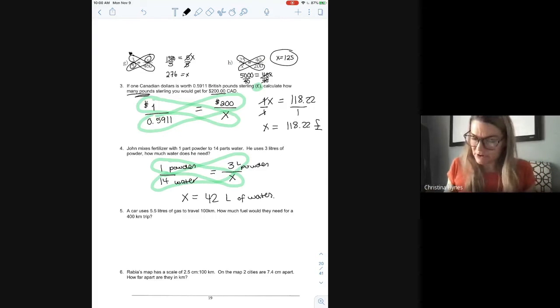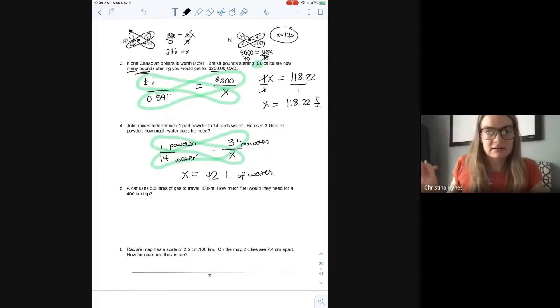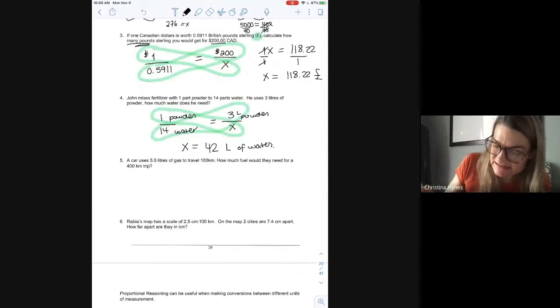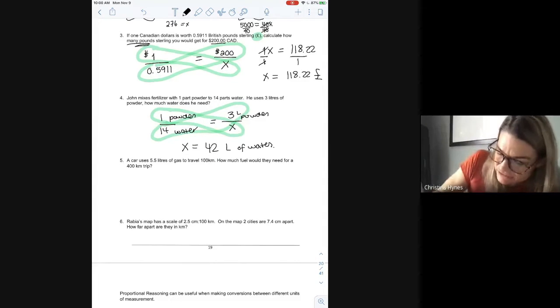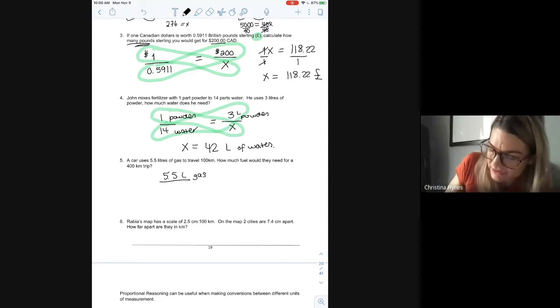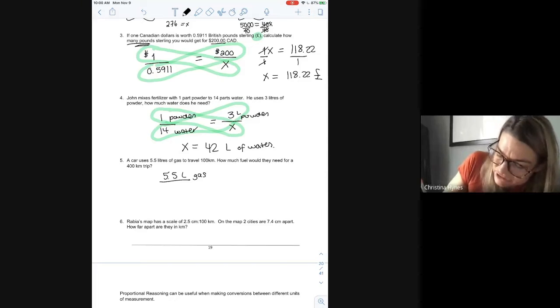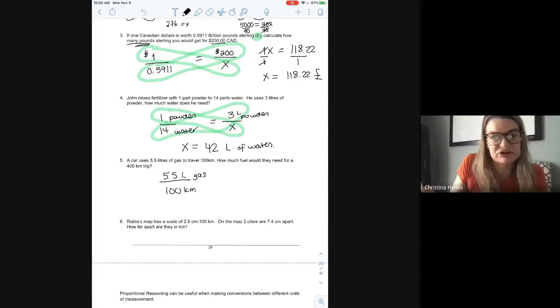Okay, number 5. Let's do this one, and then we'll move on to the harder ones, like 2 examples, and then we're good to go. Okay, so a car uses 5.5 liters of gas. So step 1, put 5.5 liters of gas, and I just describe it to make it easier for later on. And I know that I'm able to travel 100 kilometers on that. So that's the distance I'm able to travel.